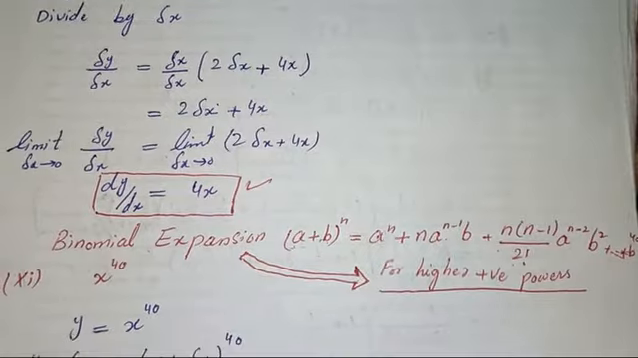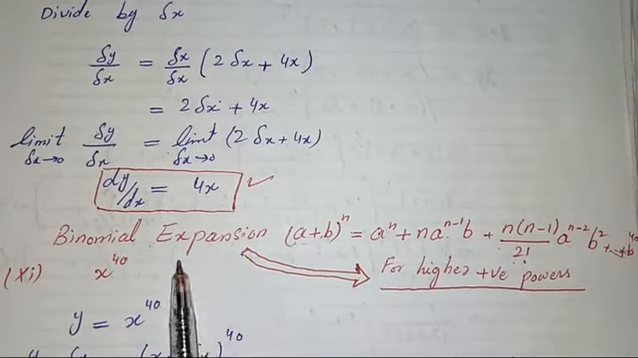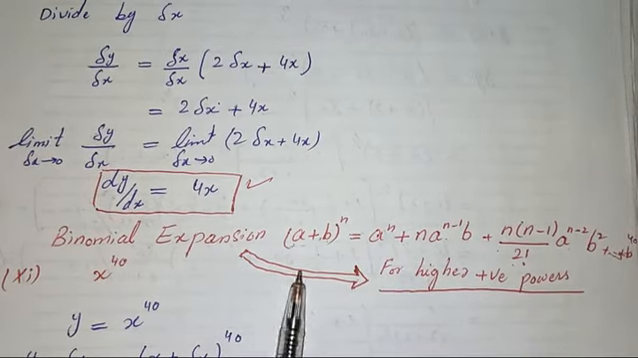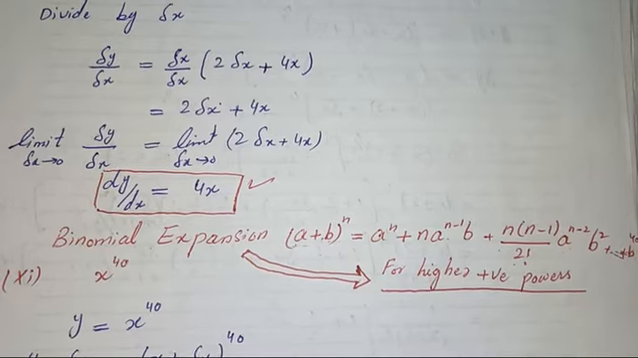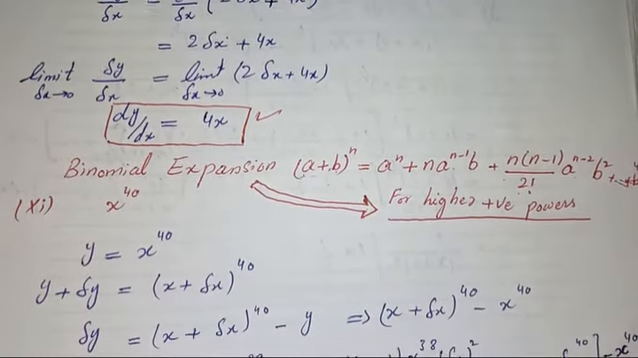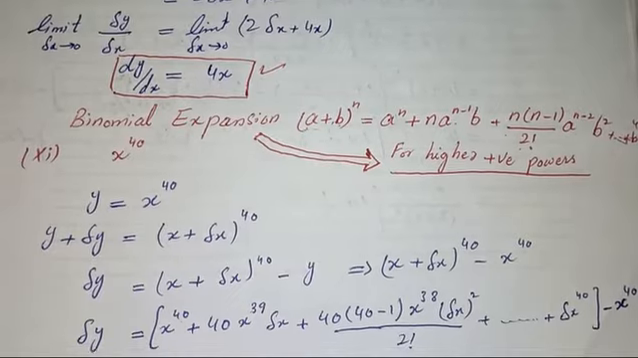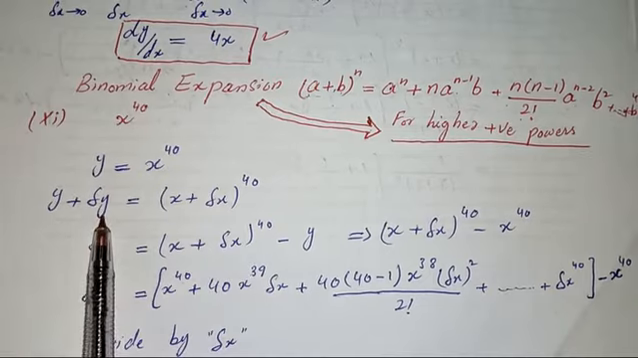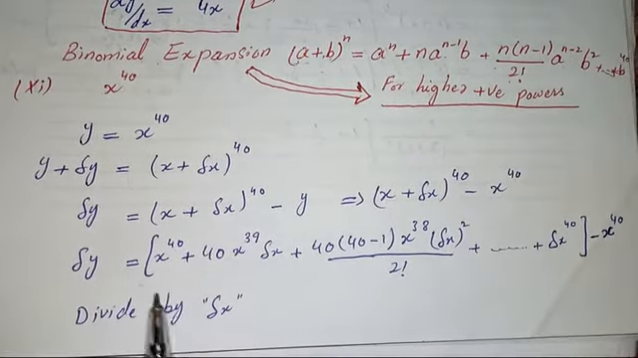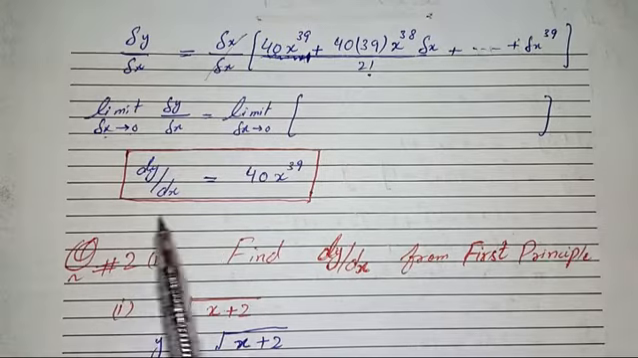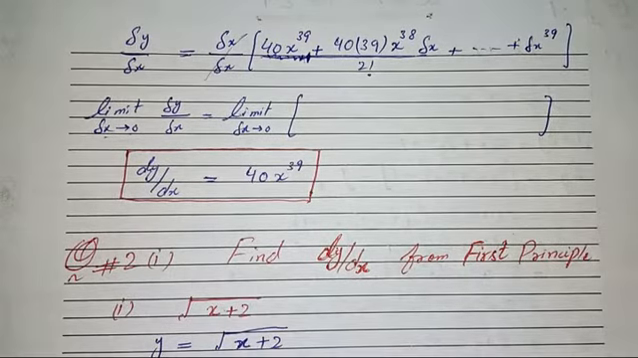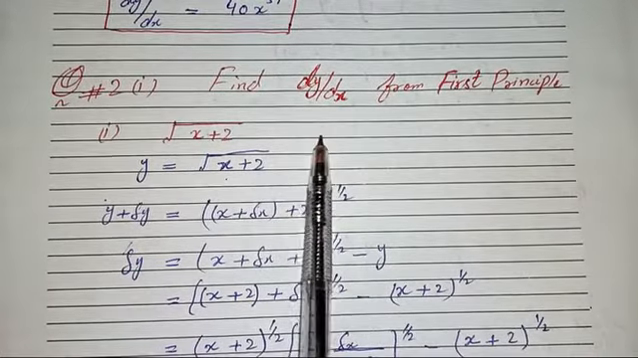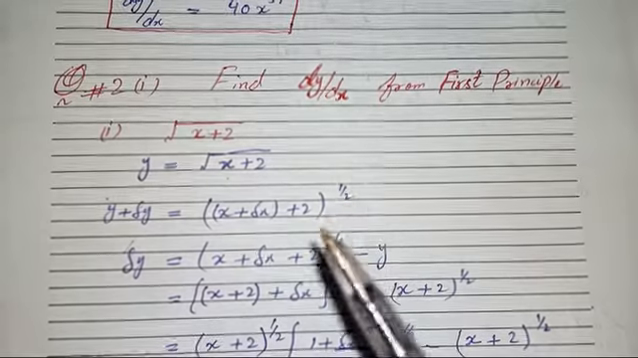Now in many questions we have applied binomial expansion, as it is used for higher positive powers, just like here x raised to power 40. So in this case again we have followed the 4 steps. First, the given function is equal to y, secondly add delta function, third divide by delta x, and finally calculate the derivative by applying the limit. So in question 2, we have calculated the derivative from first principle by using the same previous method.